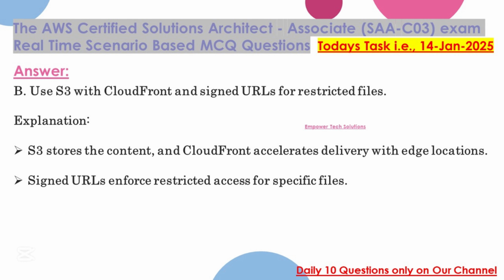Correct answer: B. Use S3 with CloudFront and signed URLs for restricted files. Explanation: S3 stores the content, and CloudFront accelerates delivery with edge locations. Signed URLs enforce restricted access for specific files.